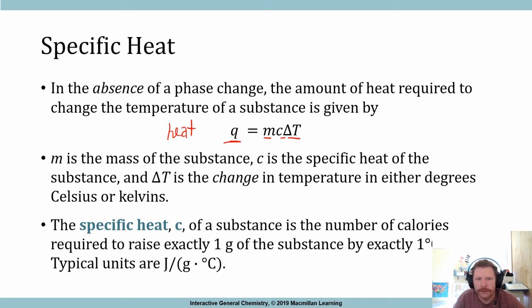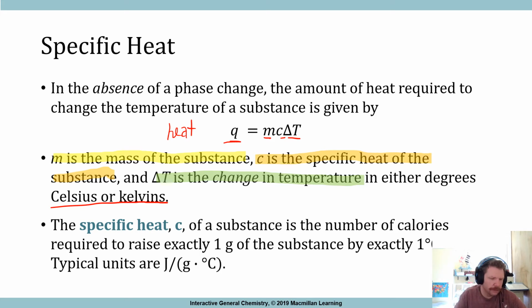Okay, now what are those different components? M is the mass of the substance. C is, I'm going to switch colors on my highlighter, C is the specific heat of the substance. And delta T is the change in temperature in either degrees Celsius or Kelvin. Those are interchangeable, because if a substance increases 1 degree Celsius, it increases 1 Kelvin. So that's a 1-to-1 conversion there.